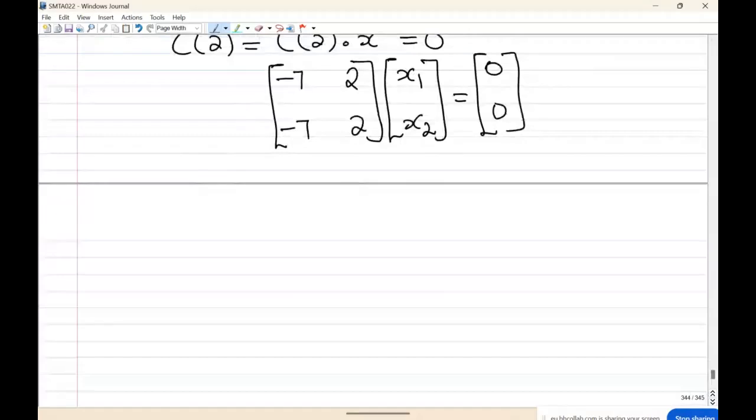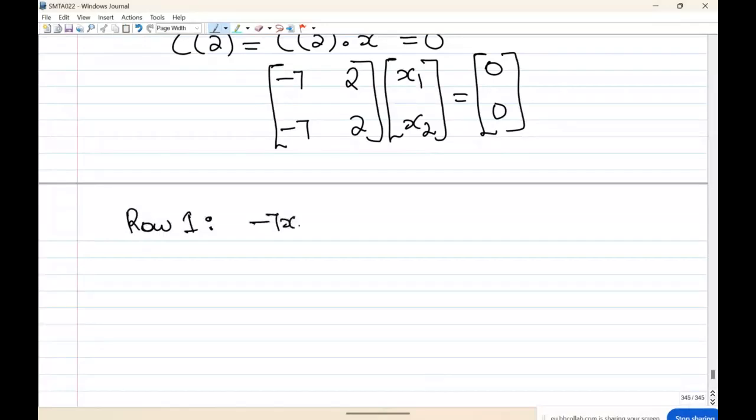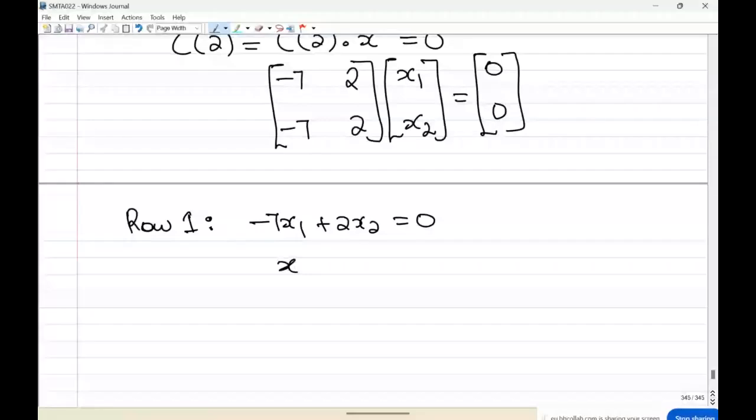Now, either you use row 1 or row 2, you are going to get what? On row 1, I'm going to get minus 7x1 added to 2x2 equals to 0. Then what is x1? X1 will be equals to 7 over 2. Hey, I'm lying. 2 over 7 of x2. Do you see it, colleagues?